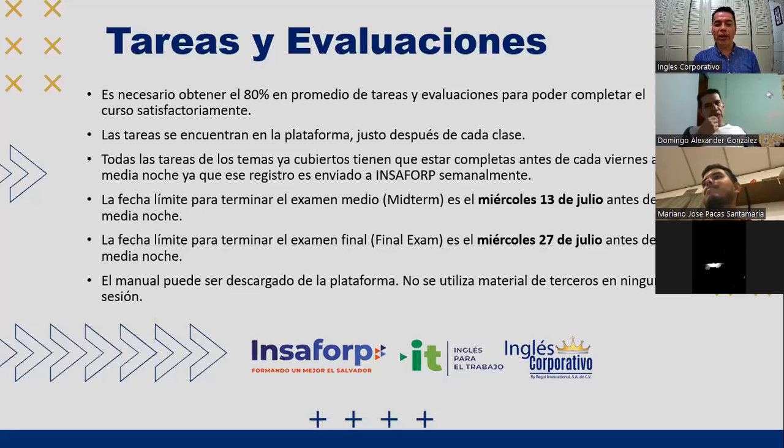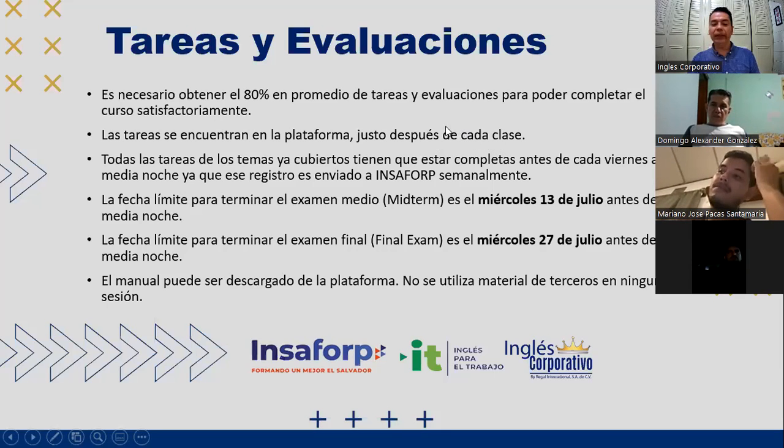A la mitad del curso vamos a hacer un midterm test, right? Un examen de mediado de curso, ¿sí? Y al final vamos a hacer otro examen para terminar el curso, que va a ser el día miércoles 27. Entonces, todo eso, los exámenes, las tareas y todos los ejercicios que ustedes tienen que realizar en la plataforma, tienen que obtener como mínimo un 80%, ¿sí? Las tareas se encuentran en la plataforma justo después de cada clase, ¿verdad? Entonces, cada clase vamos a introducir un tema. Este día toca la unidad 1. En la página número 9 de su manual, la unidad se llama The Product Life Cycle.